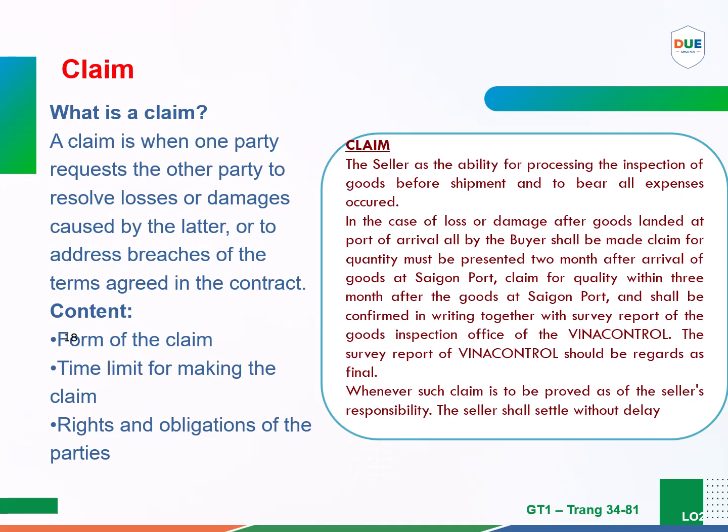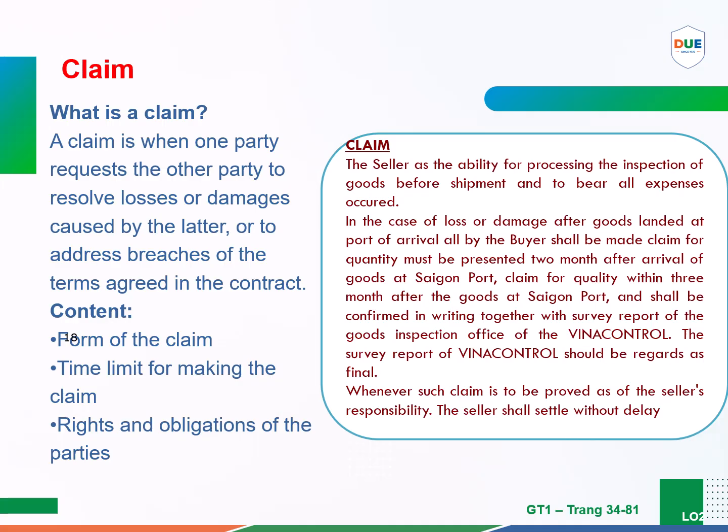In an international sales contract, a claim is when one party requests the other to resolve losses, damages, or breaches of contract caused during the performance of the contract. Claims serve to protect the legal rights of the aggrieved party and act as a preliminary step before taking disputes to arbitration or court. The contract should clearly specify the form of the claim.